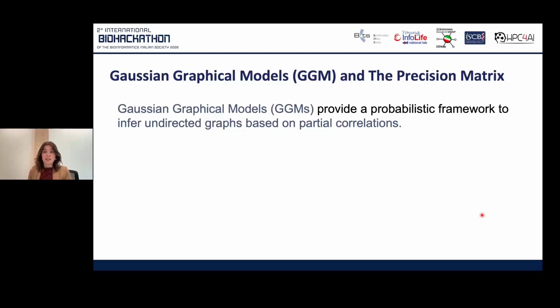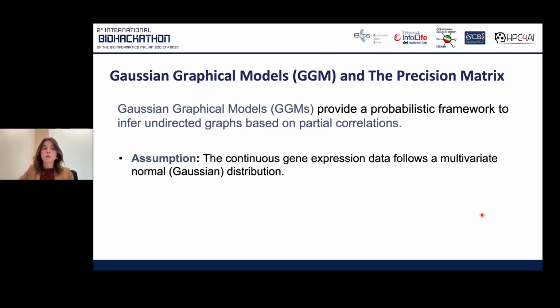Finding conditional independence one by one across thousands of genes would be computationally unfeasible and also mathematically unstable. So Gaussian graphical models are introduced to give a probabilistic framework to infer undirected graphs based on partial correlations. How does it work? First of all, we need to make another assumption. That is that the continuous gene expression data must follow a multivariate normal Gaussian distribution.